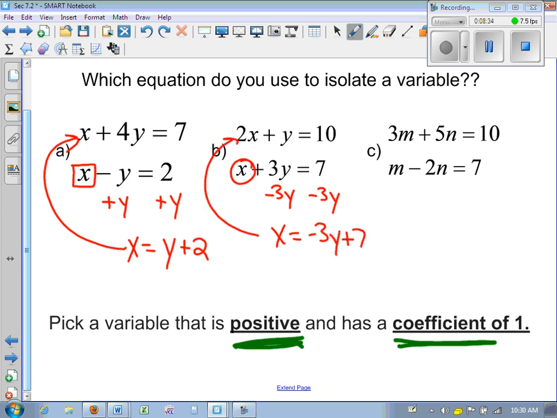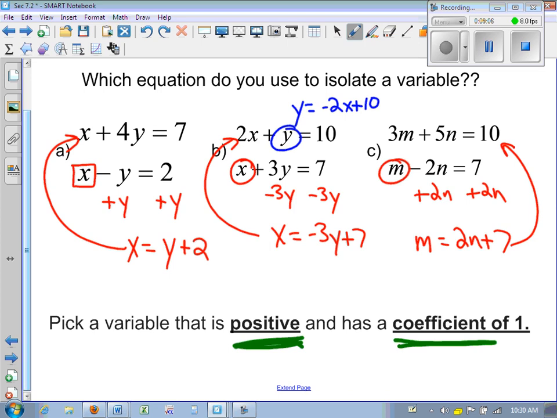Now, you may say, well, couldn't I have solved for this y? Yes, you could have. You could have solved for that y, and you could have done it that way, and you would have got the same answer. It looks different along the way, but it gets you there at the end. C, we only have one choice. Solve for this m. So we add 2n, and then substitute it back in.